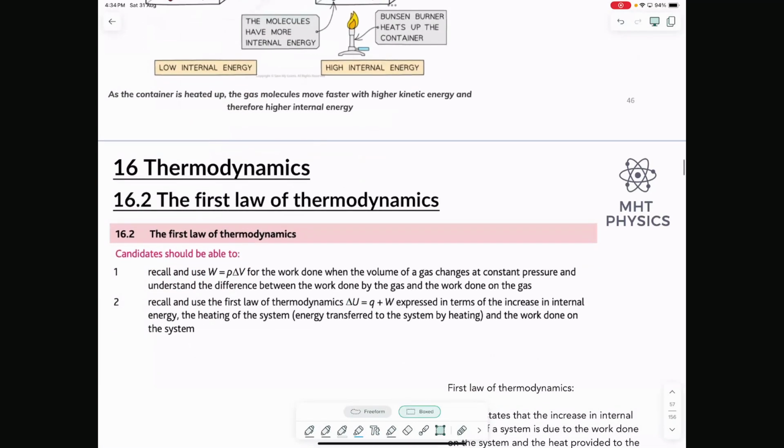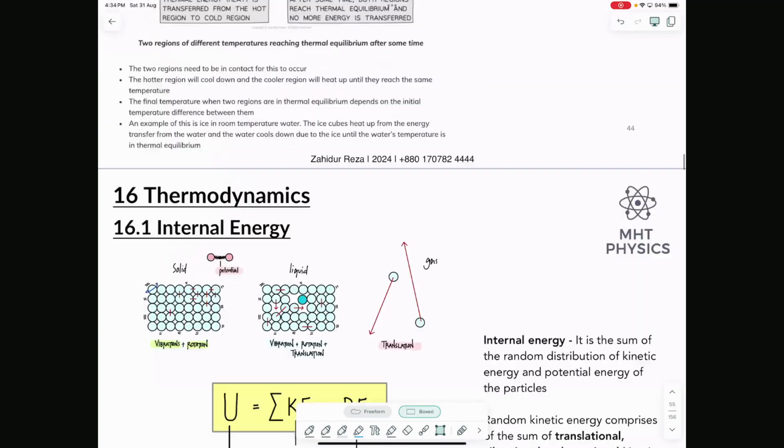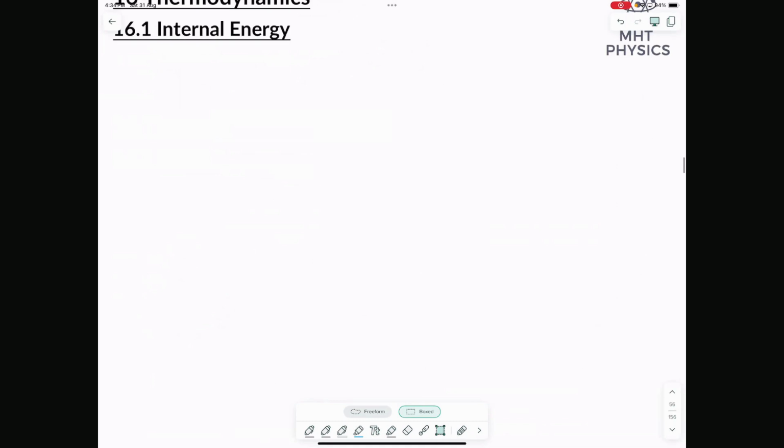Okay, go to page 46. Here we'll look into the ways of increasing the energy.